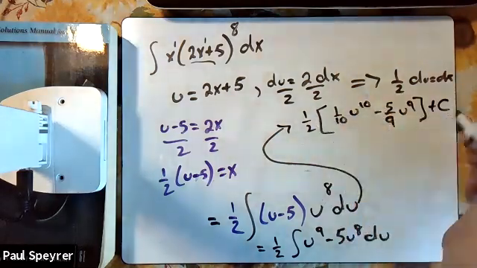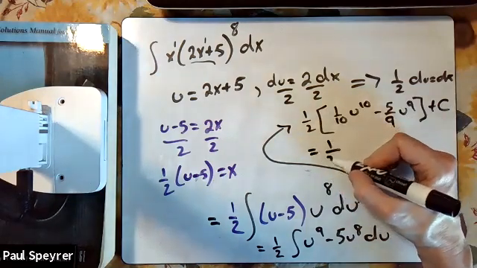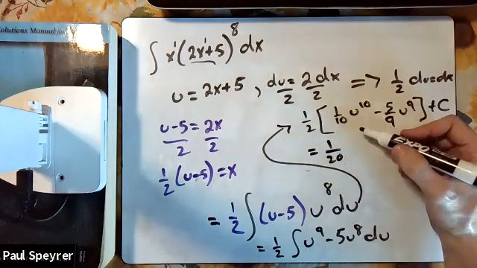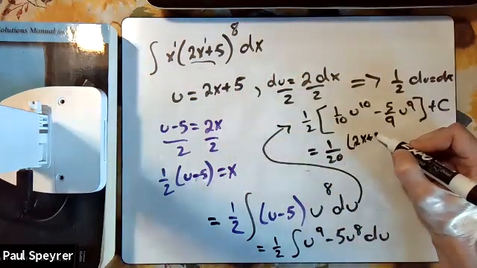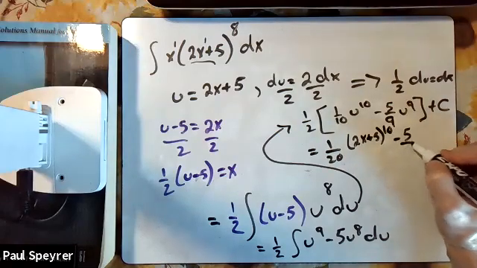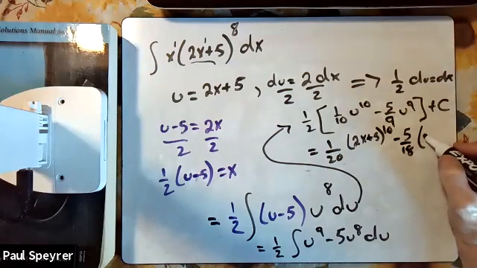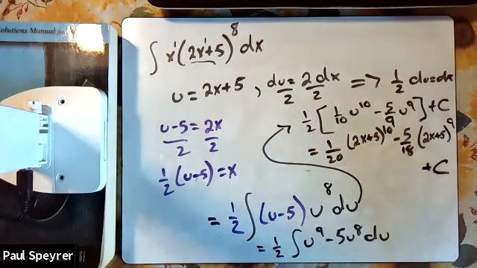And then we're going to distribute the 1/2 in and rewrite it back in terms of x. So we get 1/20. And then what's u? U was 2x plus 5. So 2x plus 5 to the 10th minus 5/18, 2x plus 5 to the 9th. And then plus c.